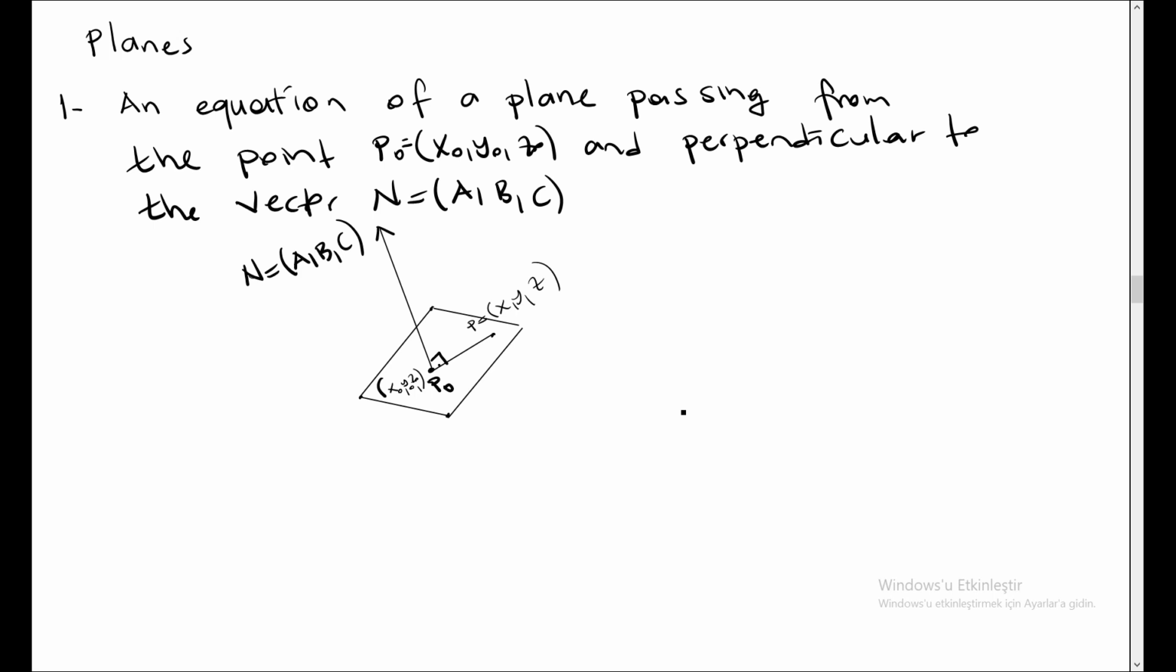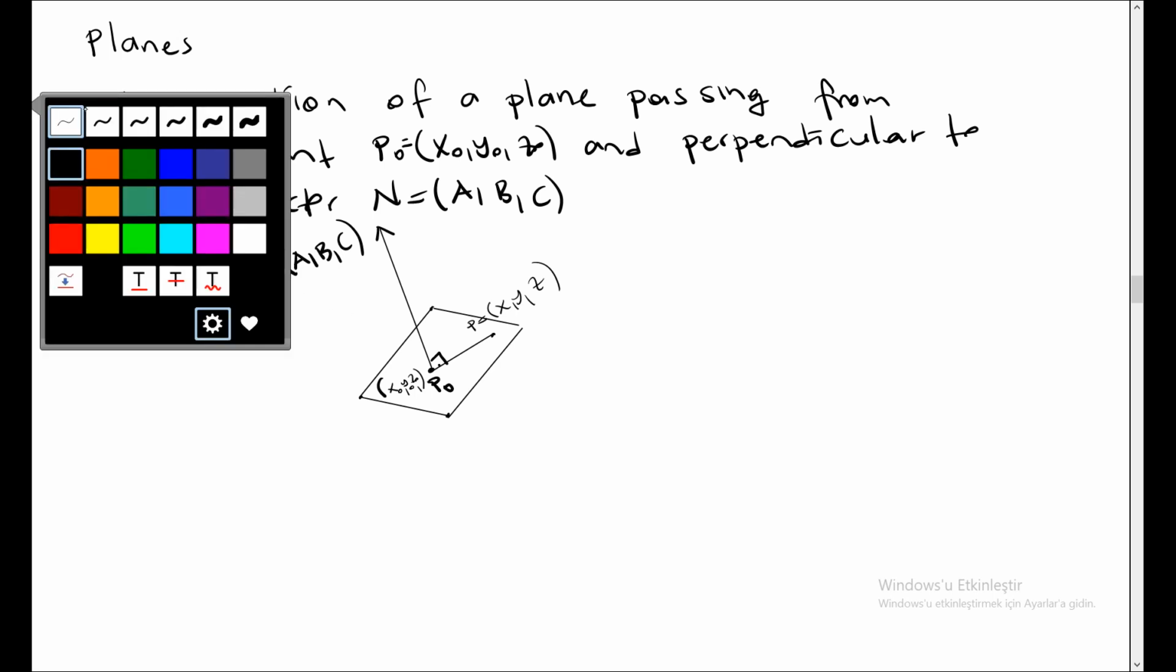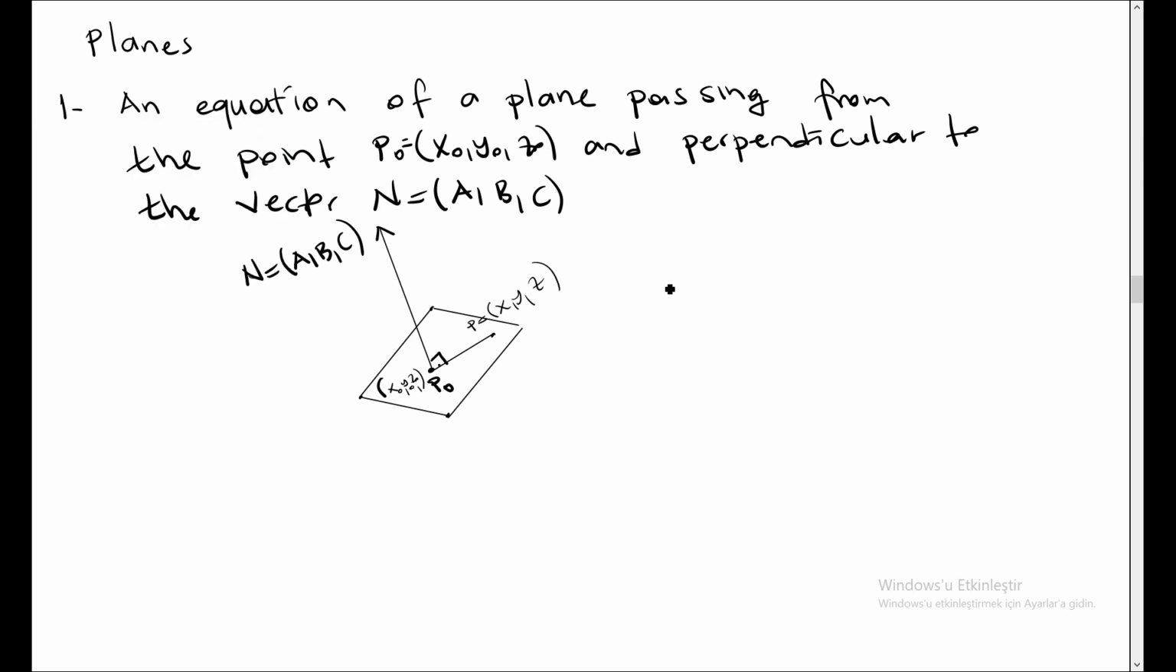From the graphic, you see P sub 0 P, this line segment, is a vector perpendicular to this n. So it is 0. Because they are perpendicular to each other, they are orthogonal. It means their inner product is 0. So if we write this P sub 0 P, it is x minus x sub 0, y minus y sub 0, z minus z sub 0.